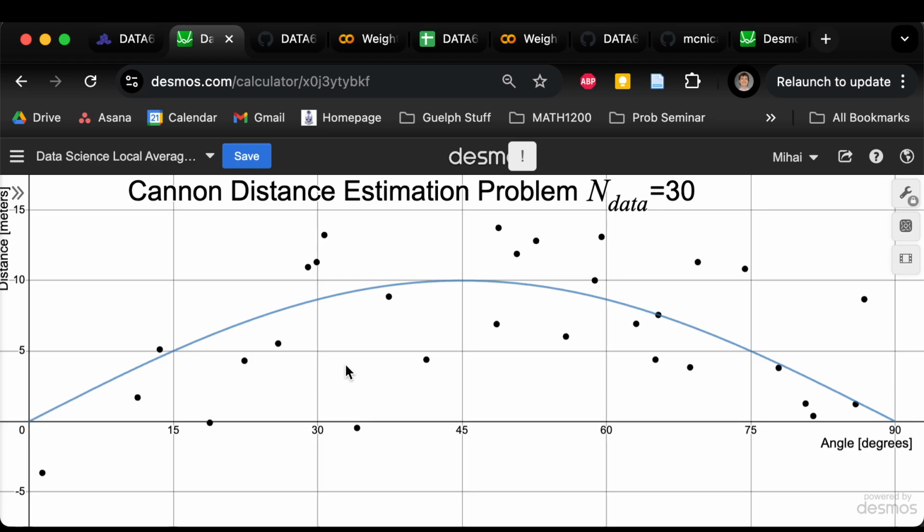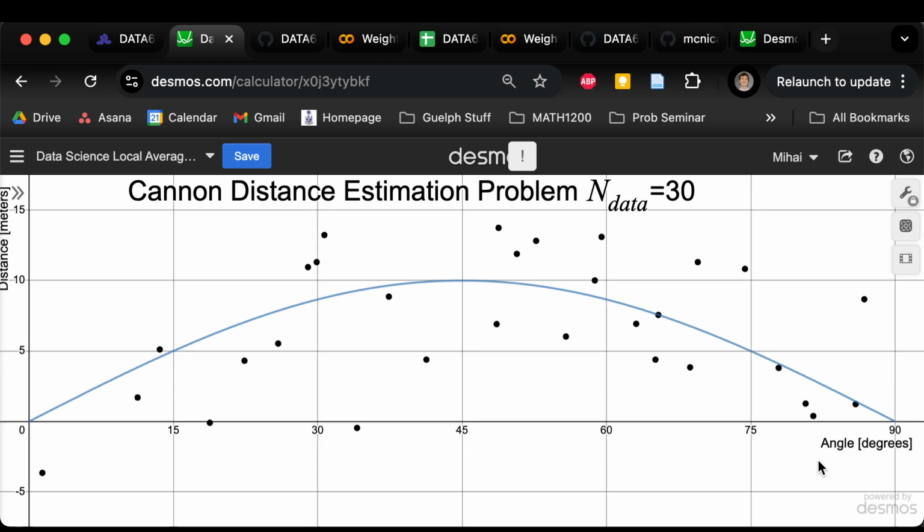And the problem is there's wind and other random things that affect the cannonball, but you want to determine the real relationship between the angle that you pointed at and how far it went. So the y-axis is the distance in meters, the x-axis is the angle in degrees, and you want to figure out, using these data points, this true blue curve, which is what it does on average. That was from the video. You guys should have seen the video already. So I kind of gave a summary of the problem.